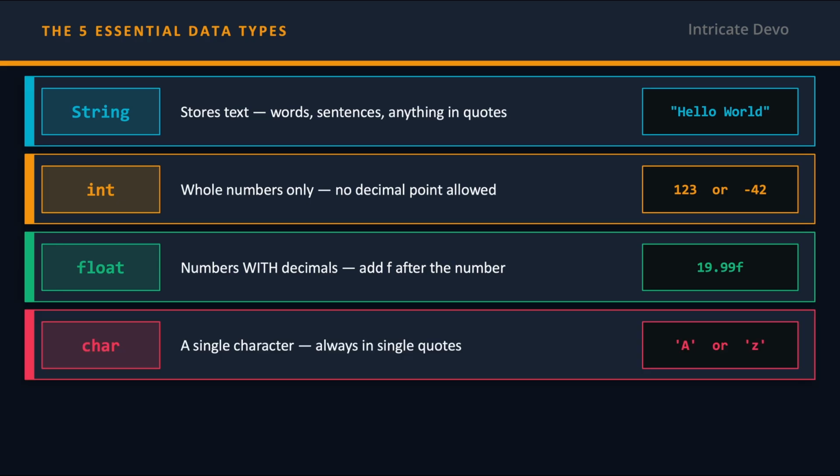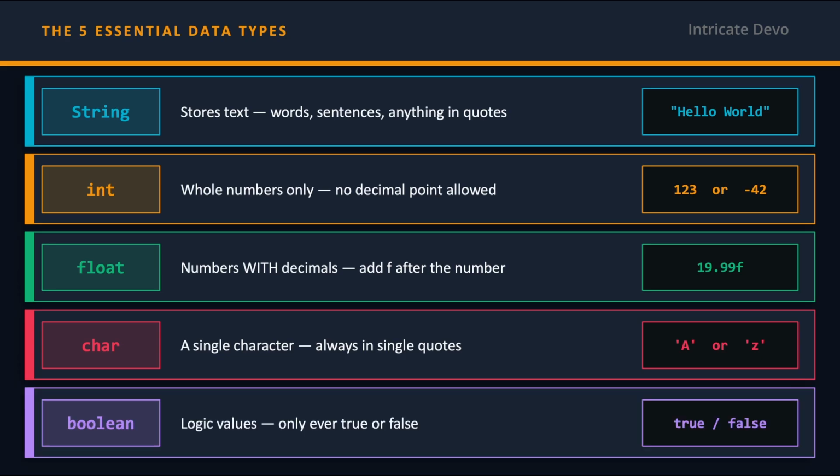Type 4, char, short for character. Char stores exactly one character, a single letter, digit, or symbol. Two rules: one character only, and you use single quotes, not double quotes. So, single quote A single quote for the letter A. Example: char grade = 'A';.